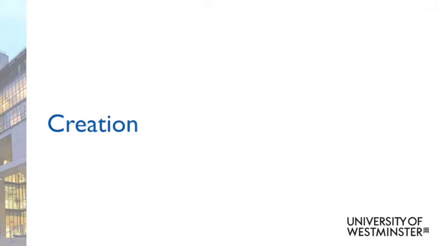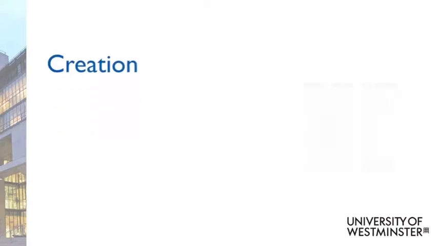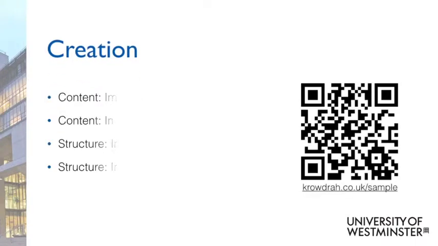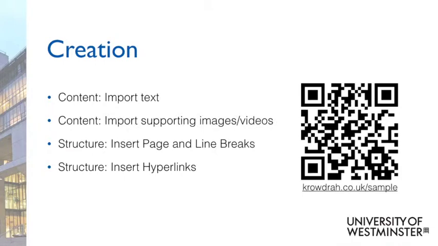You probably already know how to make a document combining text and images and potentially hyperlinks. Creating an EPUB document is almost identical. We import the core components, but notice we then have to include certain structural features. This includes the use of page breaks and line breaks, along with hyperlinks.